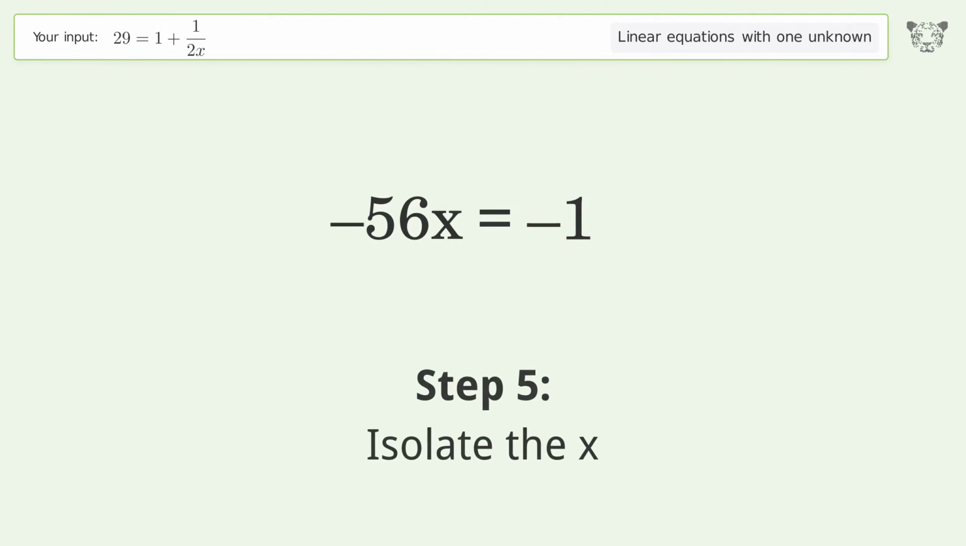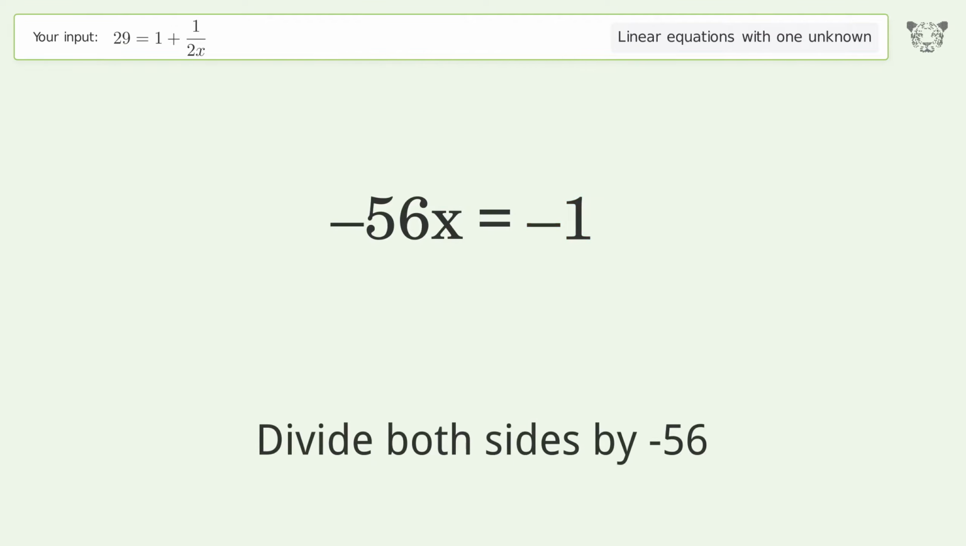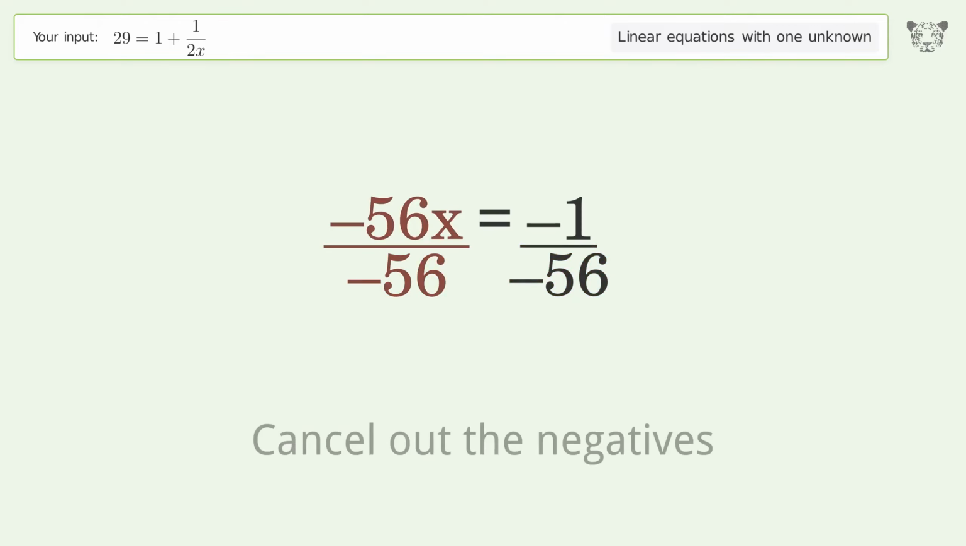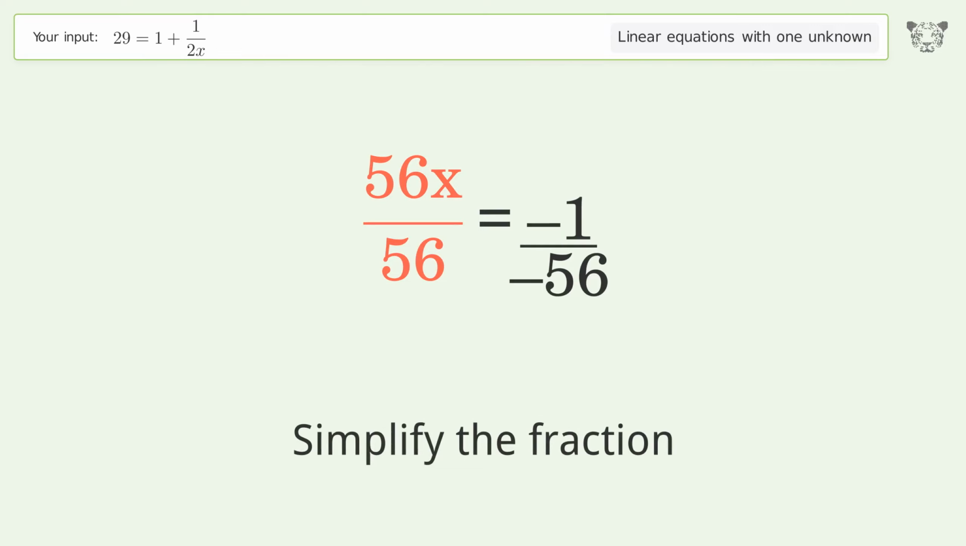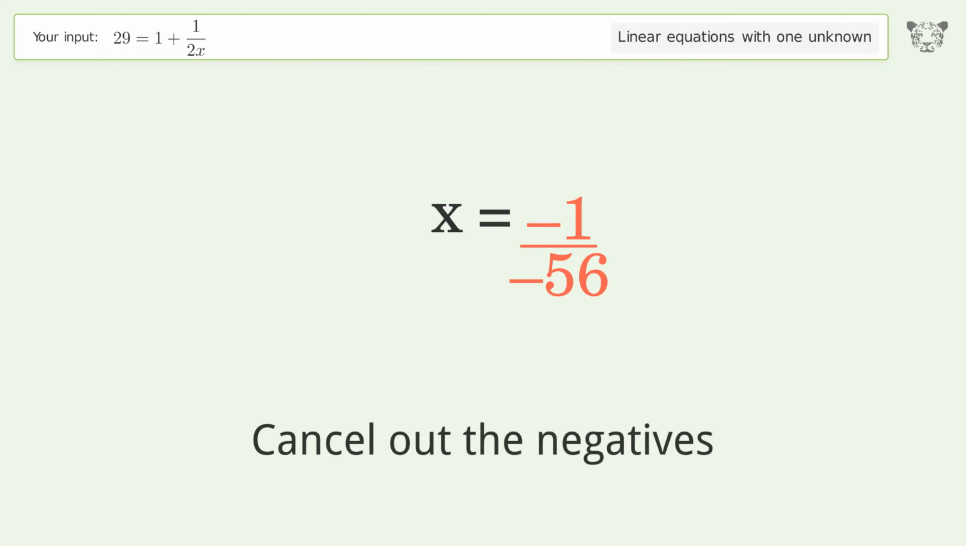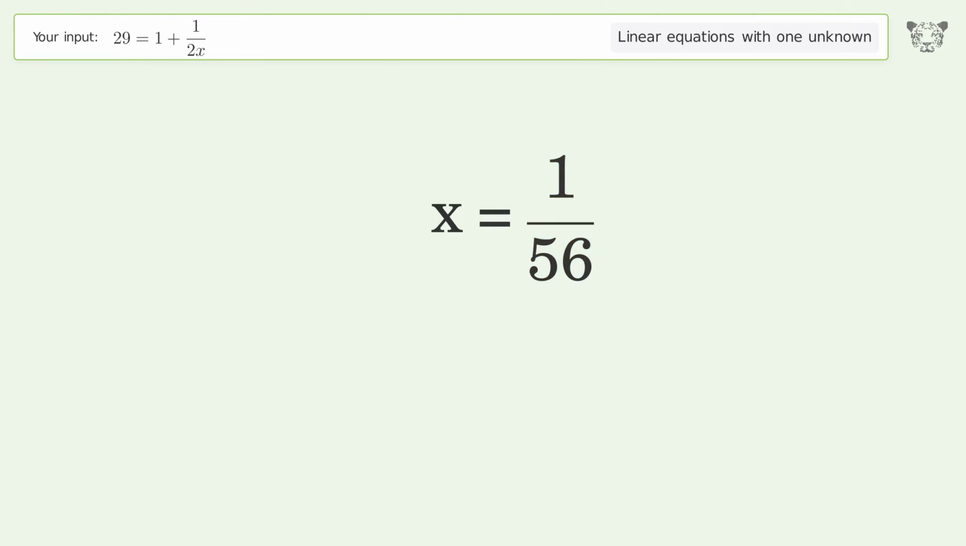Isolate the x. Divide both sides by -56. Cancel out the negatives. Simplify the fraction. Cancel out the negatives. And so the final result is x equals 1 over 56.